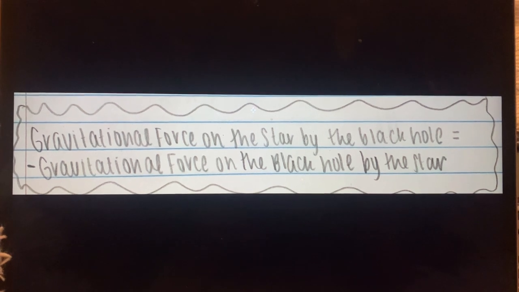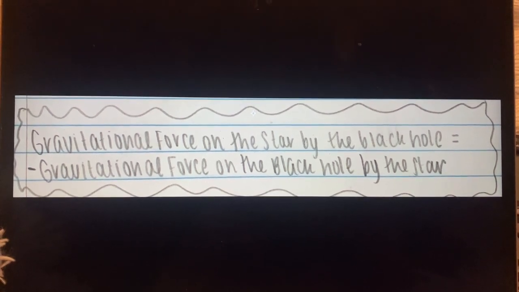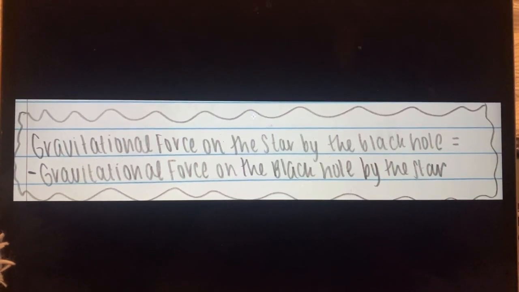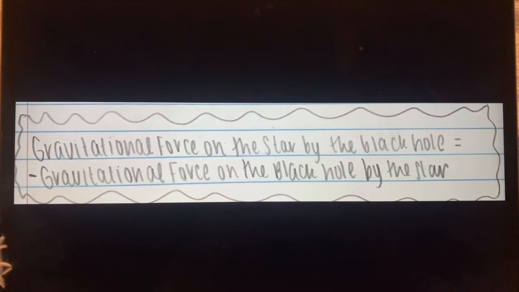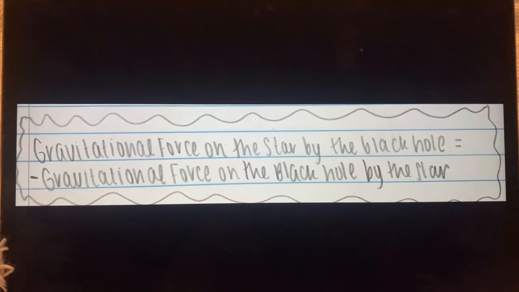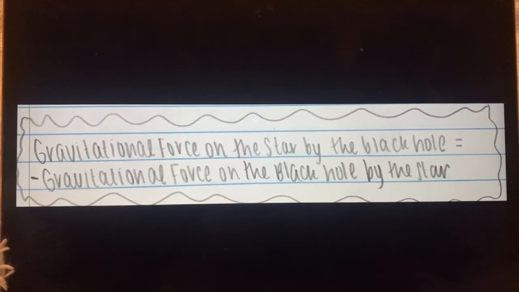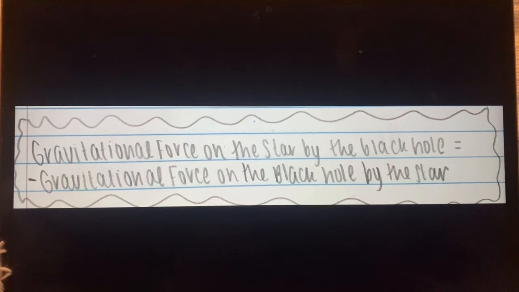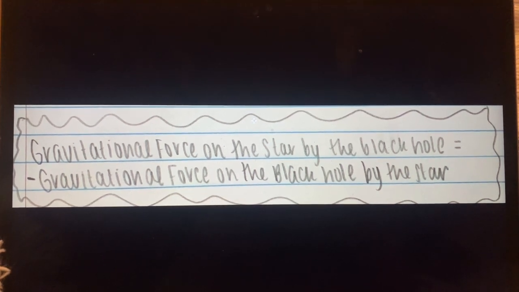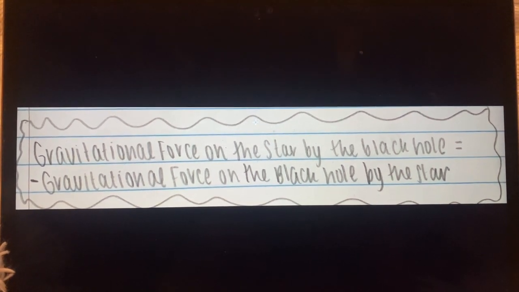Also, in this situation, the concept of reciprocity is important. This means that the gravitational force exerted on the star by the black hole is the negative value of the gravitational force on the black hole exerted by the star. This is vital in this situation because it is important that we analyze the magnitude of the gravitational force in order to calculate the unknown mass of the black hole.